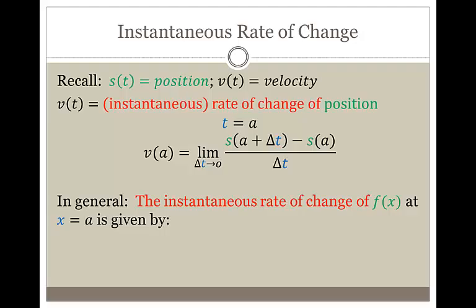In general, the instantaneous rate of change of a function f of x at x equals a is given by the limit as delta x goes to 0 of f of a plus delta x minus f of a, all over delta x. Again, we can think of this as our change in our function f on top, all over our change in x, delta x, where the length of our interval, delta x, gets smaller and smaller and smaller.